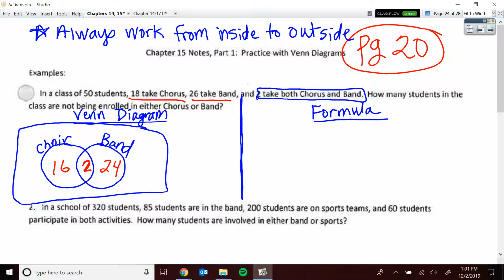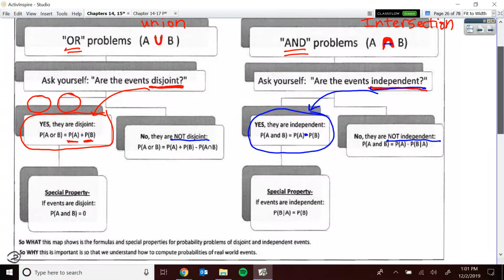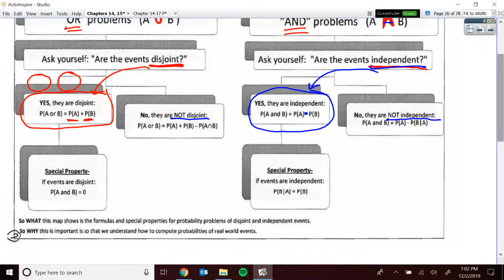Actually, what I want to do is kind of at this point go over to the formula side because I'm going to tie it into the formula we're going to do. You don't have to go back, but I want to take a look at this formula right here. The probability of being in choir or band is being in choir plus being in band, taking away something here.